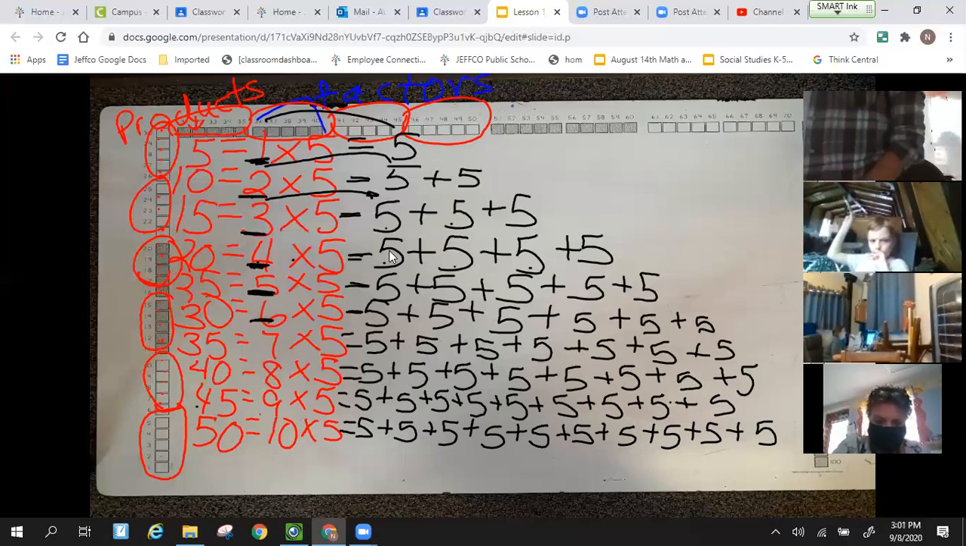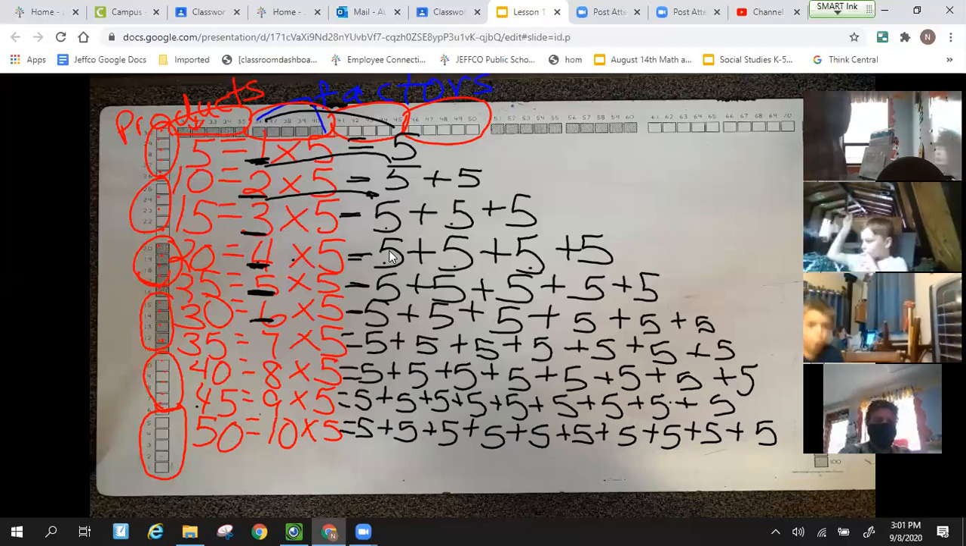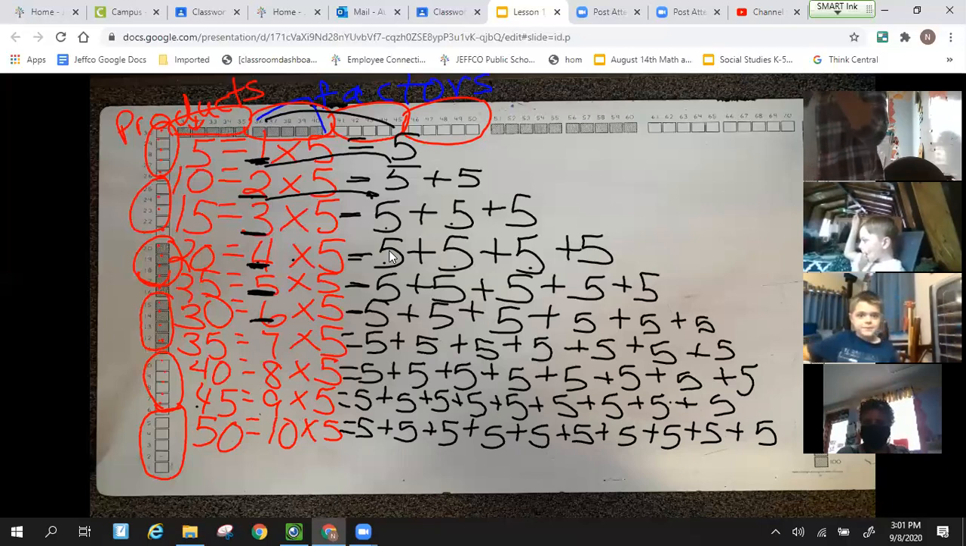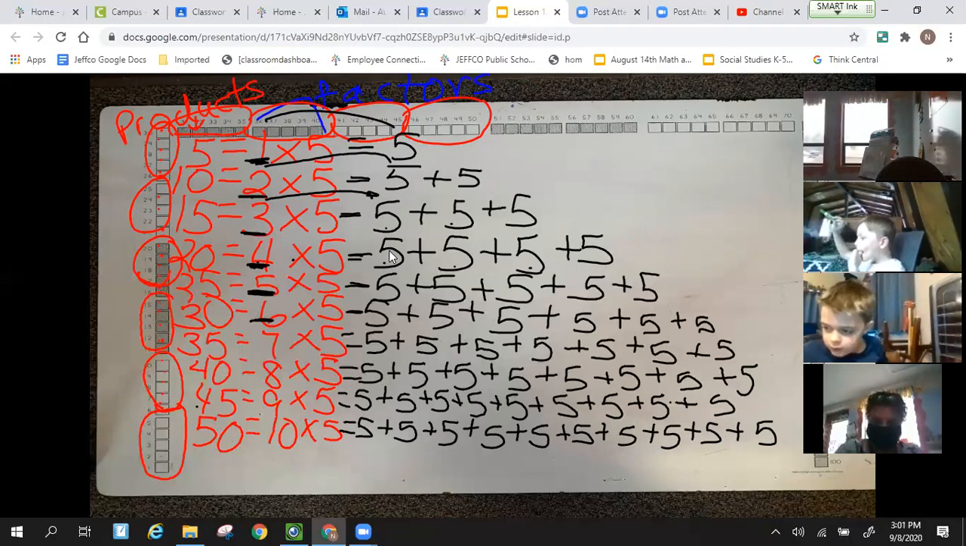If I said 4 plus 5 equals 9, that's not repeated. It has to be the same number you're adding together. So your addends have to be the same in order to use multiplication instead. So if I wanted to know how many fingers and toes I have all together, 20, I could do 5 plus 5 plus 5 plus 5. 5, 10, 15, 20. Or I can multiply. I have 1 group of 5, 2 groups of 5, 3 groups of 5, 4 groups of 5. So 4 times 5 would still be 20.